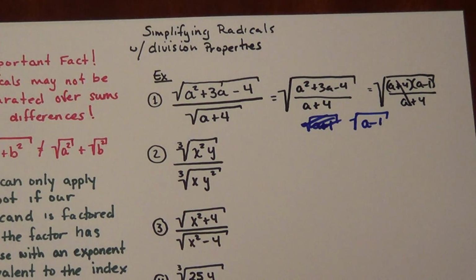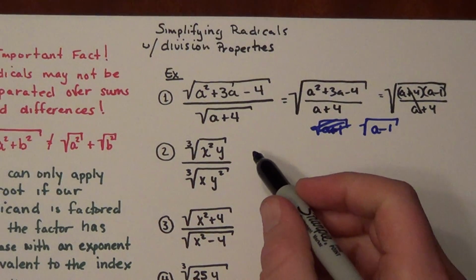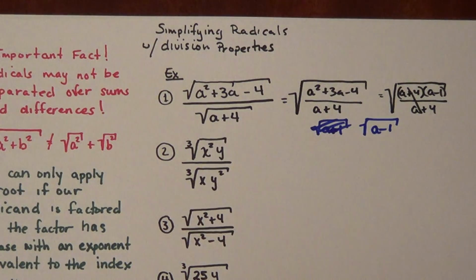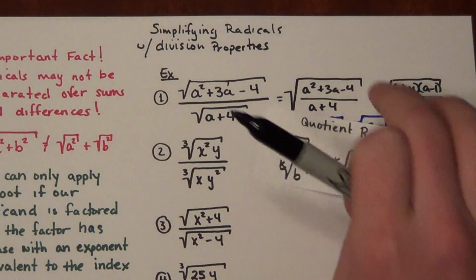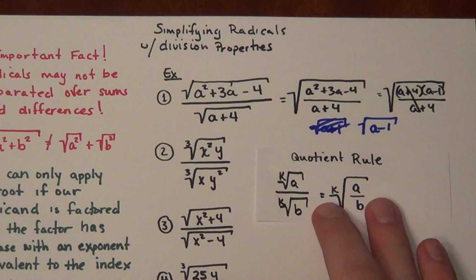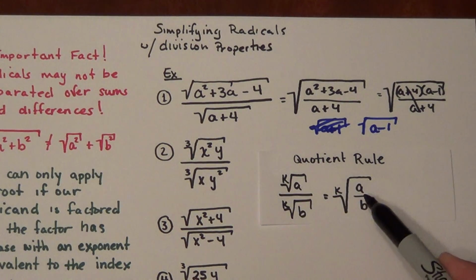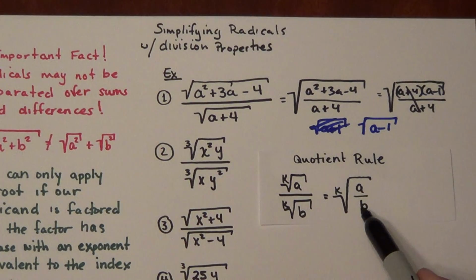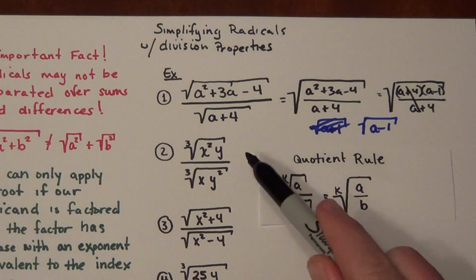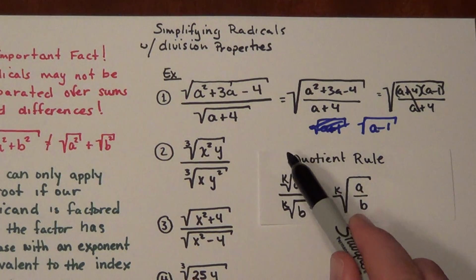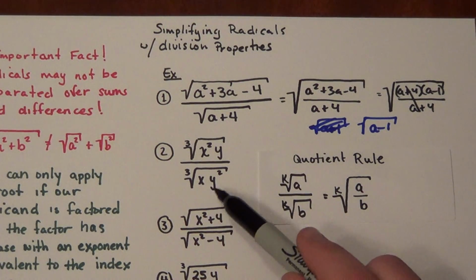Okay, on to example number 2. Example number 2 here, we're talking about cubic roots. So great, I have a cubic divided by a cubic, which then allows me to use this quotient rule. And the quotient rule has here that these indexes must match for me to apply this. And the only reason I want to apply this is that if the radicand in my numerator has some common factors as the radicand in my denominator.